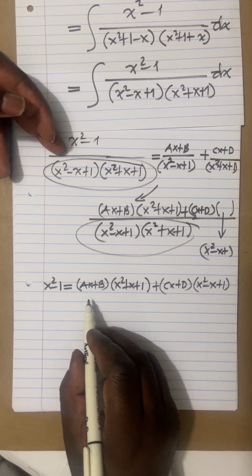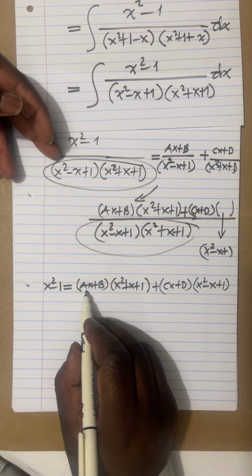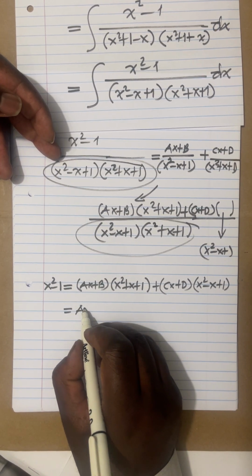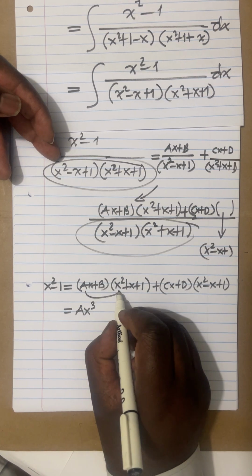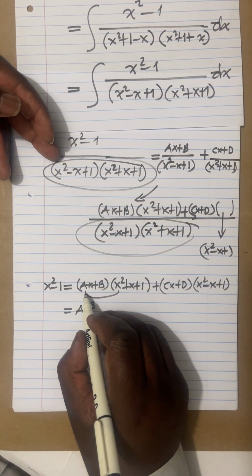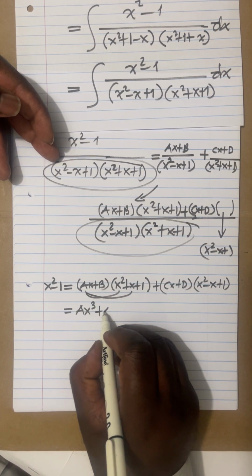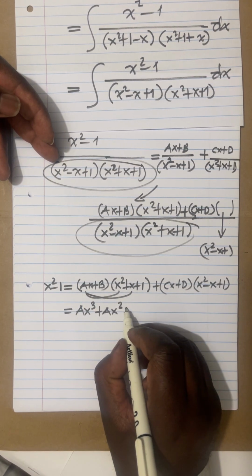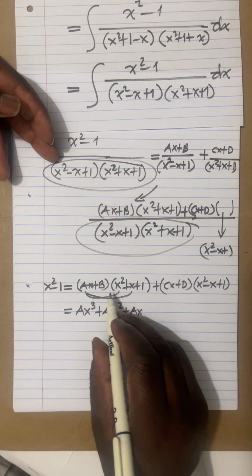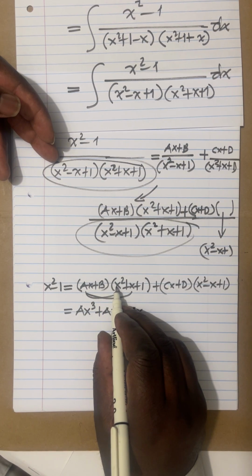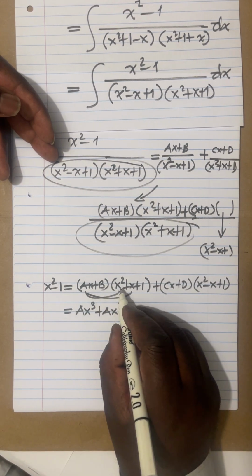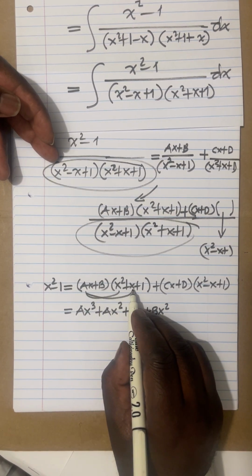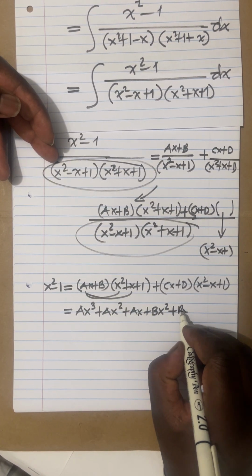Now we have to expand this. So we have to say ax times that, it will be ax cubed, that one. And then we're going to take the same one, multiply there. It will be plus ax squared. And then ax times 1, it will be plus ax. And then I'm coming with b now. b times x squared, it will be plus bx squared. b times x, it will be plus bx.